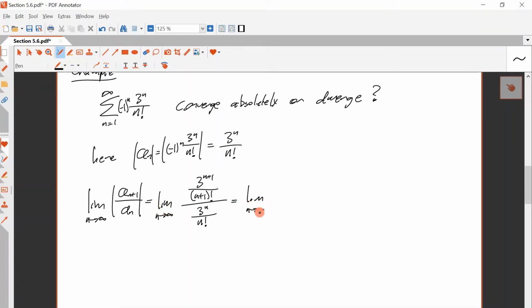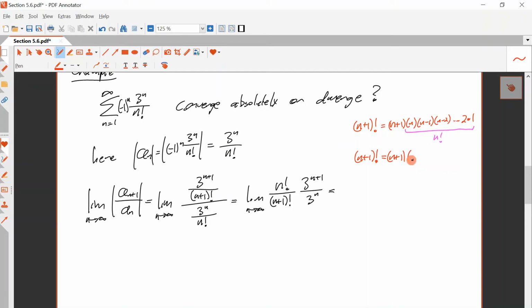So this is the limit as n goes to infinity. And what we're left with is n factorial over n plus 1 factorial times 3 to the n plus 1 over 3 to the n. Now, with factorials, n plus 1 factorial starts at n plus 1, then goes down to n, n minus 1, n minus 2, all the way down to 2 times 1. But this bit of it right here is just n factorial. So n plus 1 factorial is n plus 1, the number, times n factorial.